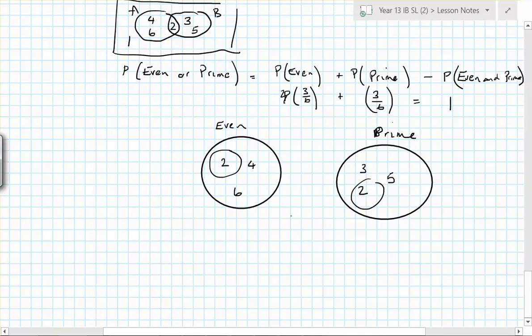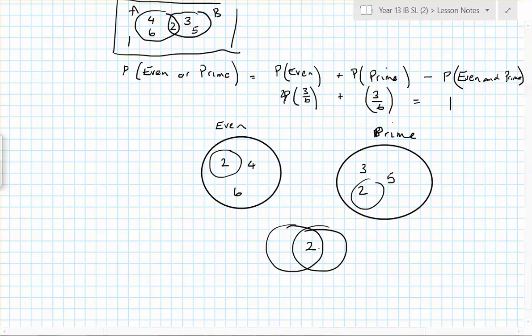So that's why, instead of drawing 2 separate circles, when we've got something in both, we have this intersection and we put it there. But then we have to remember that it's counted in both groups, so we count it once and then we have to subtract it so it's not counted twice. Alright.